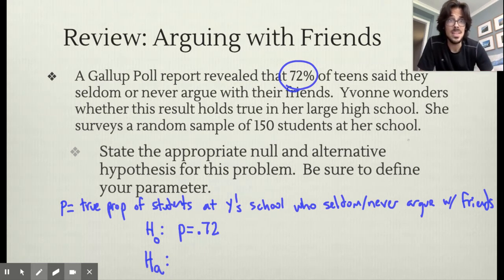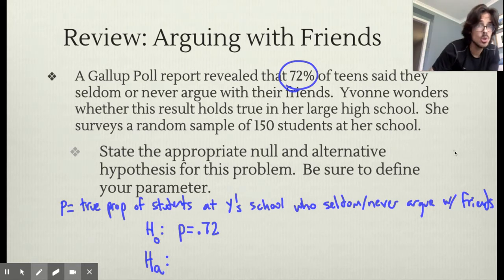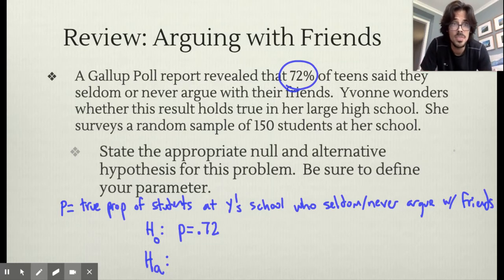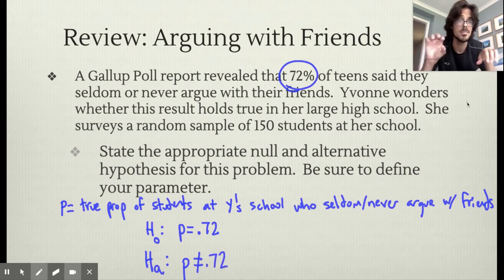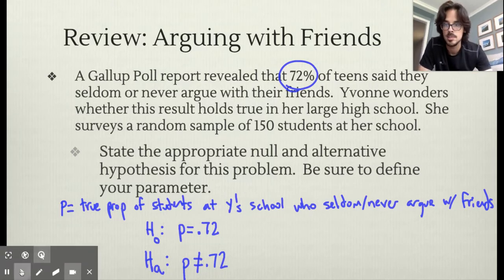In this example, it doesn't give any indication if she thinks it's going to be higher or she thinks it's going to be lower. We don't really know what kind of a difference she's expecting. She just cares whether or not this result holds true. So it could be lower, could be higher, we don't know. That makes this our first example of a two-sided test. If there's no indication in the problem that you have a gut feeling one way or the other, or you're trying to look at one specific thing, you do a not equal to alternative hypothesis. So this would be our setup for her little experiment.